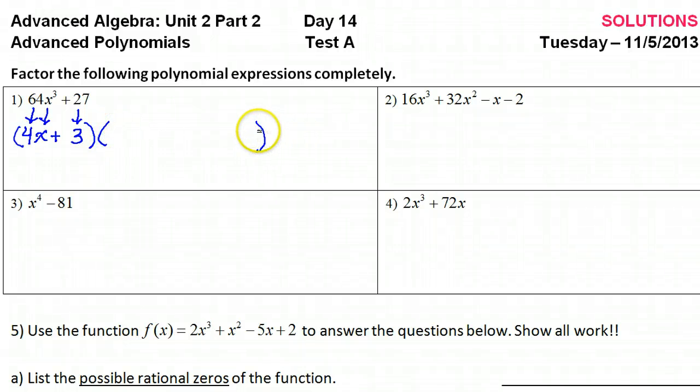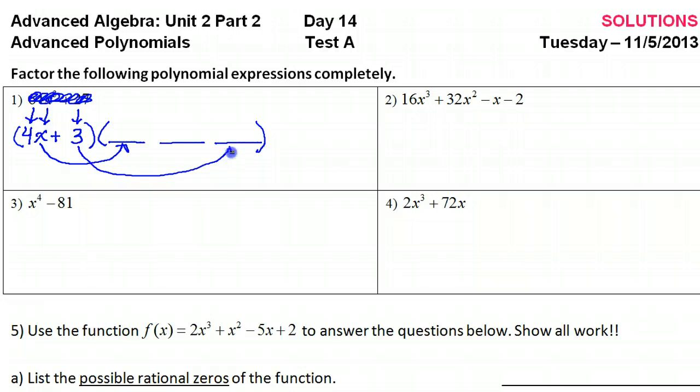Now, the trinomial I'm going to get from the binomial. So I really could forget about this and just now focus on the binomial. A trinomial has 3 parts. I'm going to do the first and the third part right now. And it comes from squaring these two things. If I take 4x and square it, I'm going to get 16x squared. If I take 3 and square it, I'm going to get positive 9. So that's how you find the beginning and end of the trinomial.